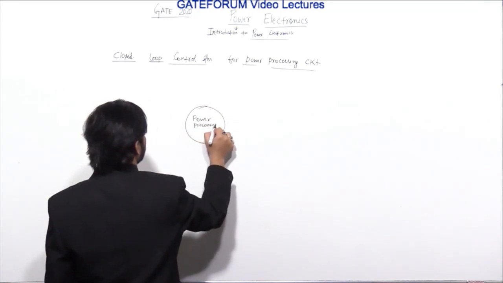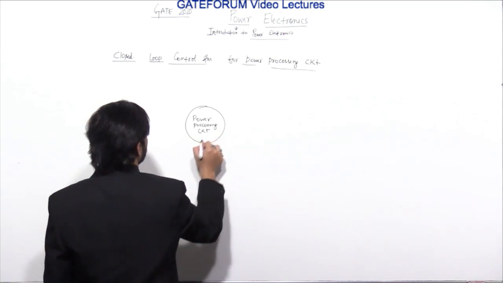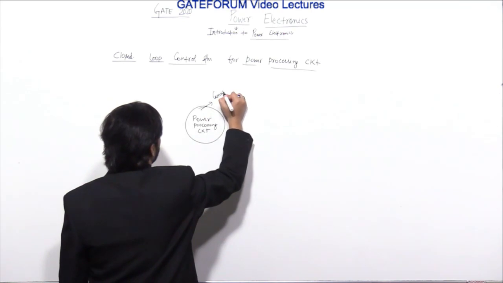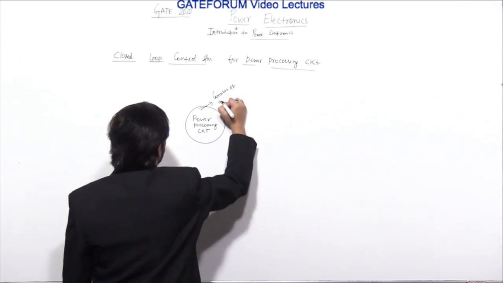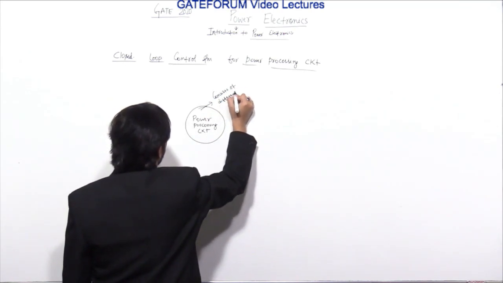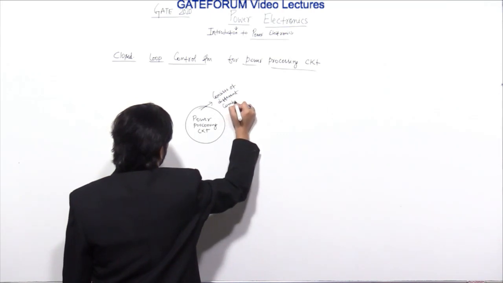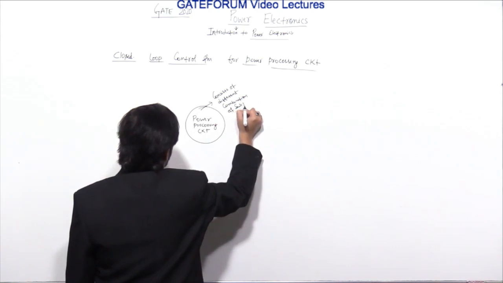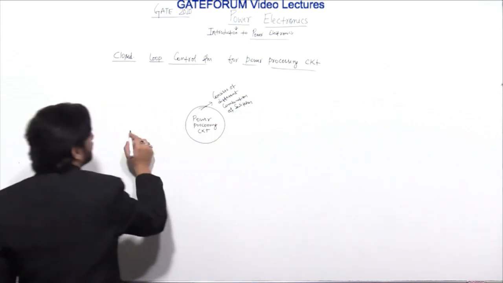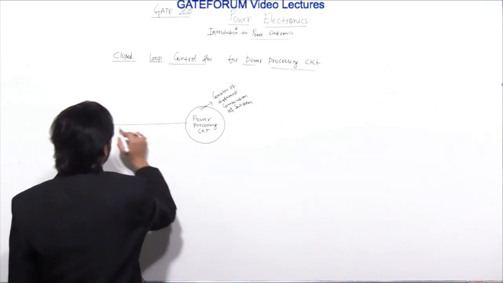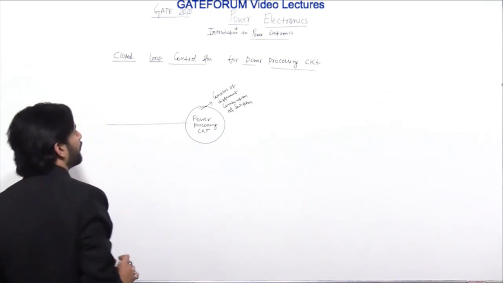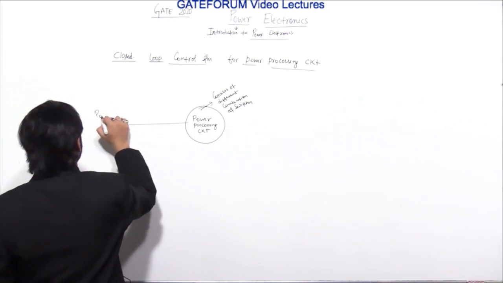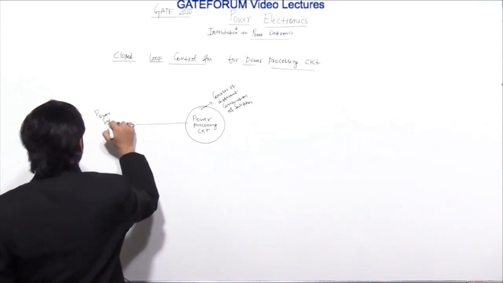Power processing circuit is nothing but a circuit consisting of switches at higher ratings, consisting of different combinations of switches. Now this power processing circuit will be getting the input from the power supply.